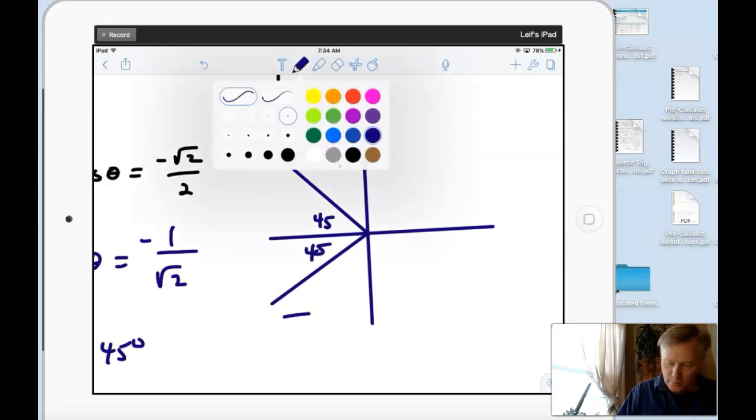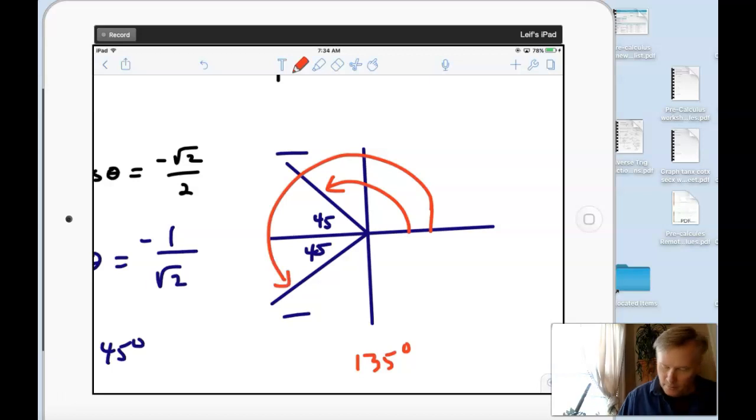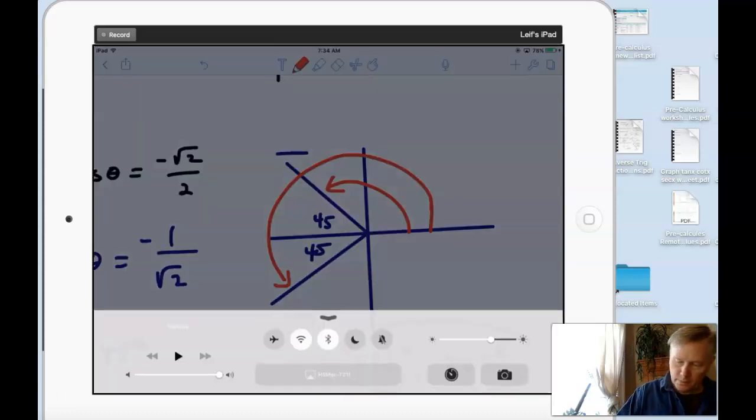My answers will be, if you start at the x-axis and go over there, so that's 180 minus 45, which is 135. And the other one will be, if I start over here and go all the way around to there, past 180, and add 45 gives me 225. And those are my answers.